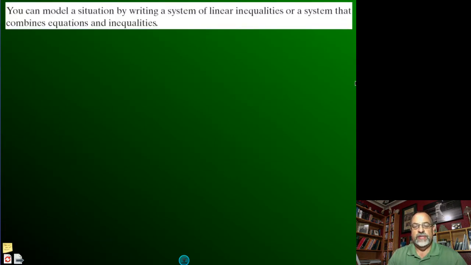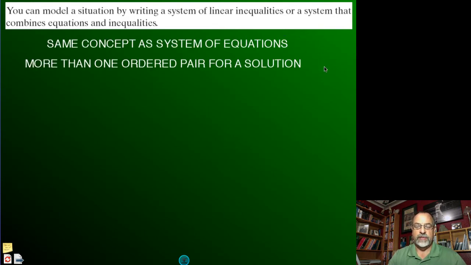Now, we can model many situations in life by writing a system using just linear equations, or even linear inequalities in the system. But we can also combine equations with other inequalities, like linear inequalities with an absolute value inequality, which we will be doing in this lesson. So it's not always just a system of linear equations. Sometimes we can combine them, and sometimes when we're applying those, the situation requires that we do that.